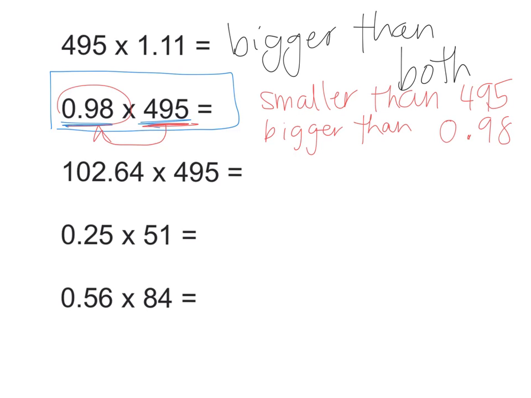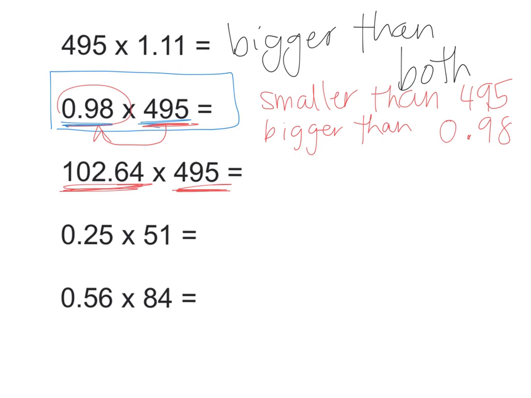Okay. Let's take a look at this next one. 102 and 64 hundredths times 495. Will the answer be bigger or smaller than the first factor? Bigger. Will the answer be bigger or smaller than the second factor? Bigger. Right, because both of those factors are larger than what magic number? 1. We're making more than one copy of those factors.